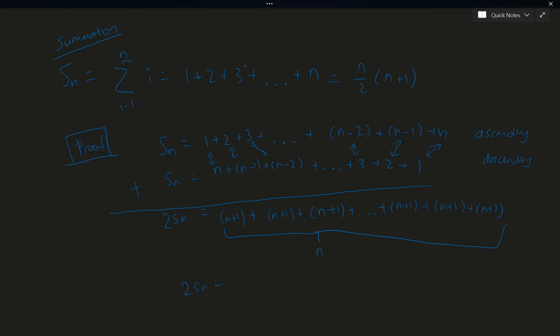So 2Sn equals n times n plus 1. Now I'm going to divide both sides by 2, and this gives me this.